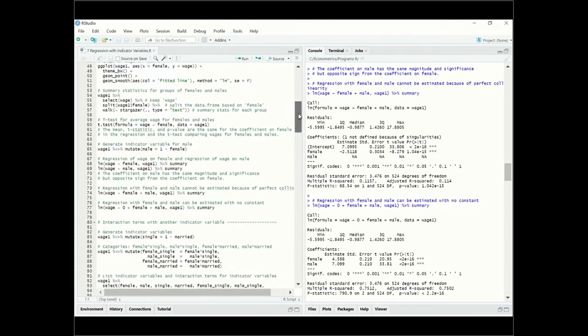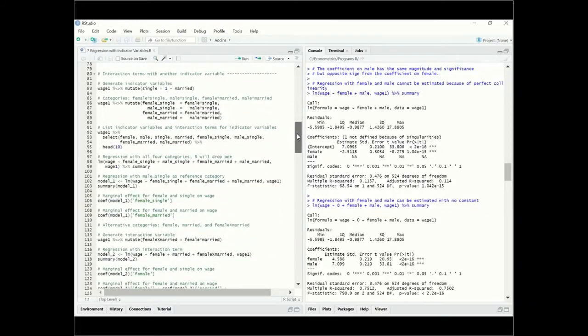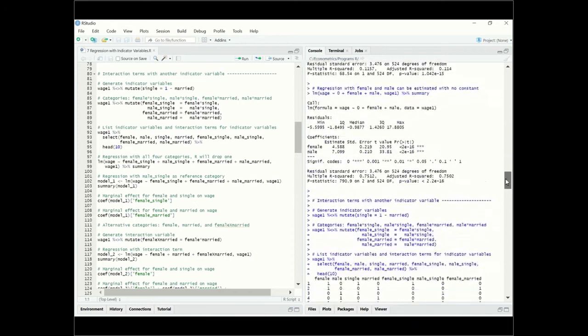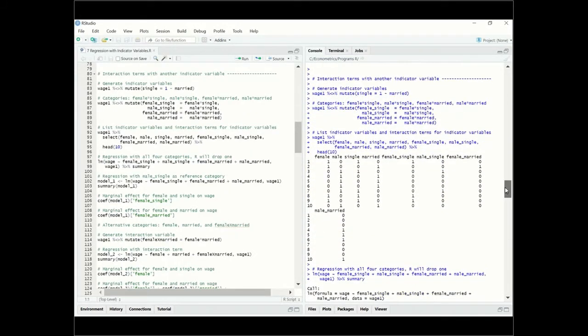Okay, so moving on, let's talk about interaction terms with another indicator variable. So here we would talk not only about female as an indicator variable, but let's talk also about married as an indicator variable. So we would be generating some indicator variable here. We have married in the data set, but let's generate a variable called single, which would be 1 minus married, so basically the opposite of married. And let's include this in the data frame.